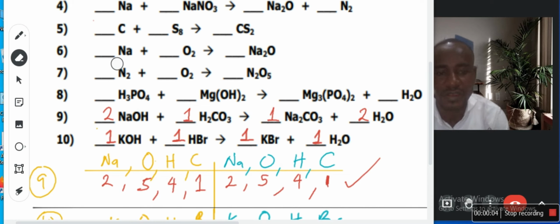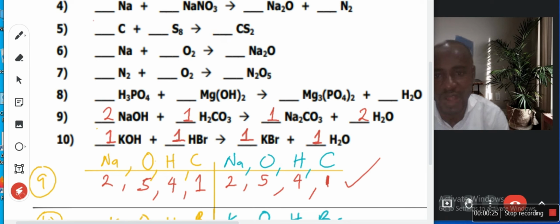Okay, let's see this number 4. Number 4. Or let's look at number 5. Number 5. I want us to put numbers here that will make them balanced.